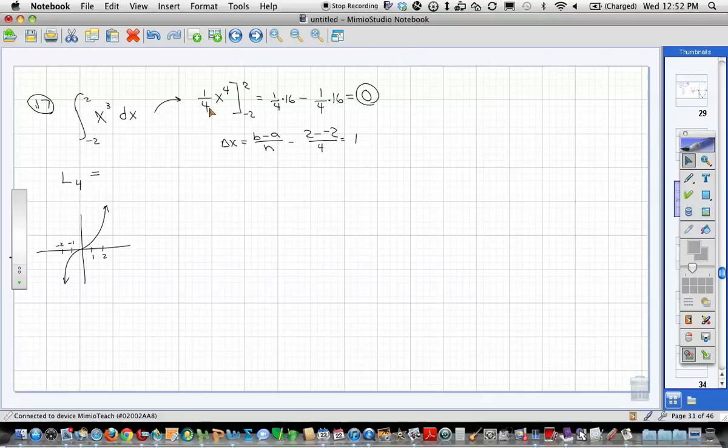So this will be an easy one. We're going to have a width of 1. That's nice. So I went ahead and divided that down into increments of 1. All right, so my first left rectangle, how will I draw that? I'll start at negative 2. I'll go down to the function. And then I'll go over to the right 1, and then back to the x-axis and shade that in. And there is a left rectangle.